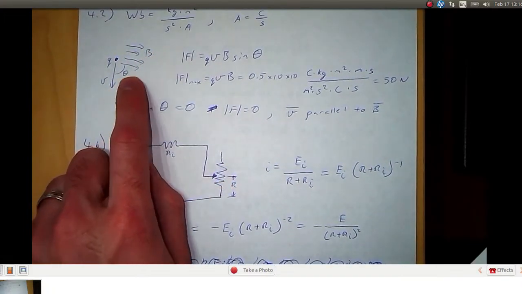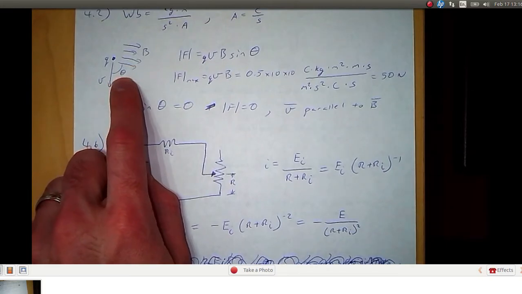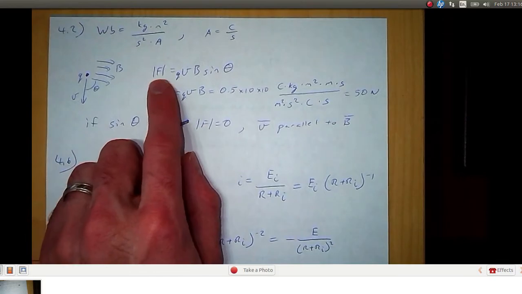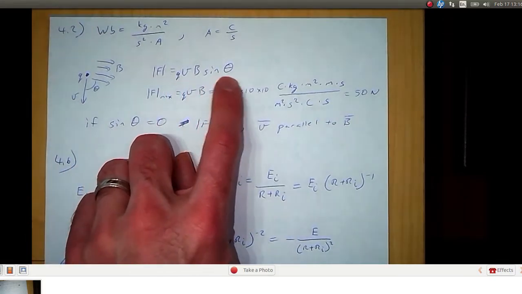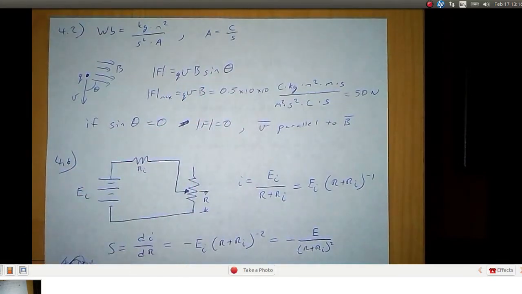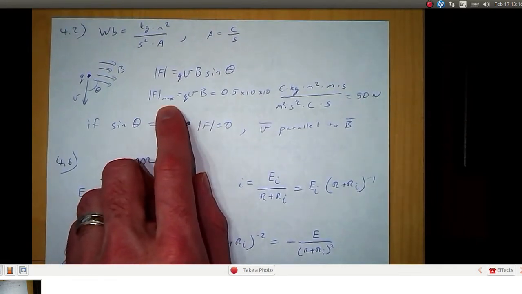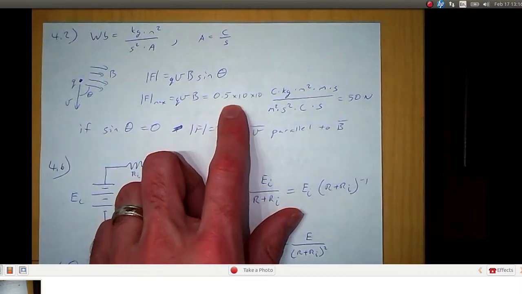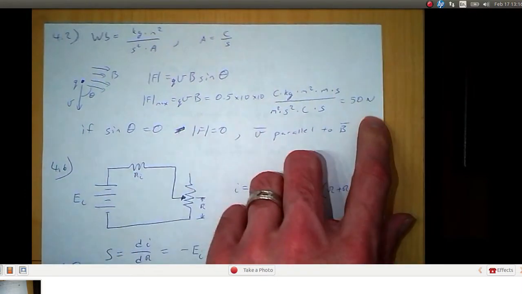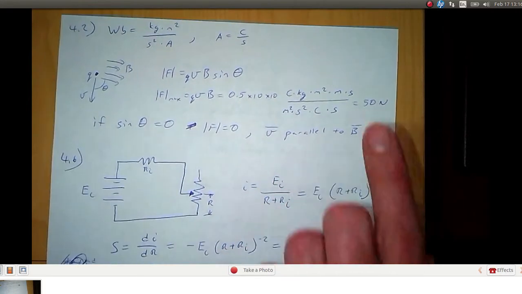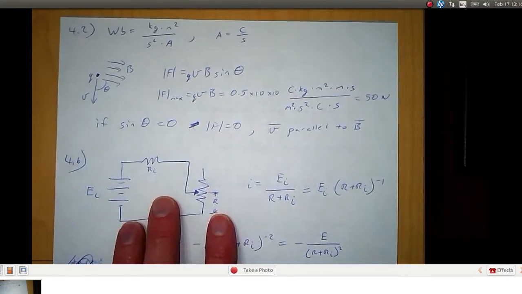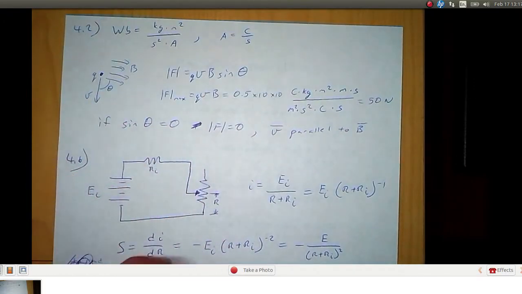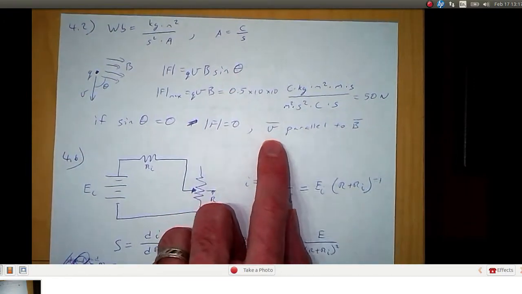Velocity and field are vectors, so the angle between those is theta. Now the magnitude of the force is given by Q times V times B times sine of theta. Therefore, the maximum force that we're going to be able to get is QVB, which is 0.5 times 10 times 10, and the units work out to newtons, so 50 newtons is the maximum force. Now, if sine of theta is 0, that's the zero force case, and that occurs whenever V is parallel to B.